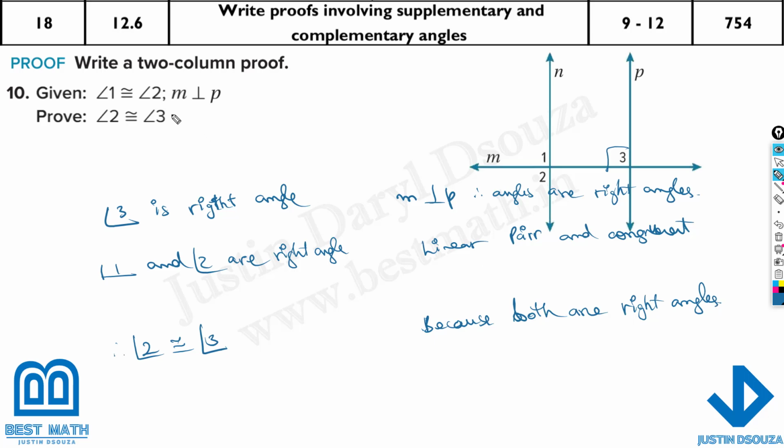Now let's go through this again. Measure of angle 1 and measure of angle 2 are equal. That's given. M is perpendicular to P is given. If M is perpendicular to P, we can tell this is a right angle. That's 90 degrees. Why? Because M and P are perpendicular.